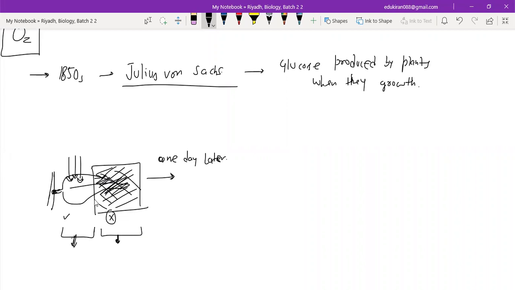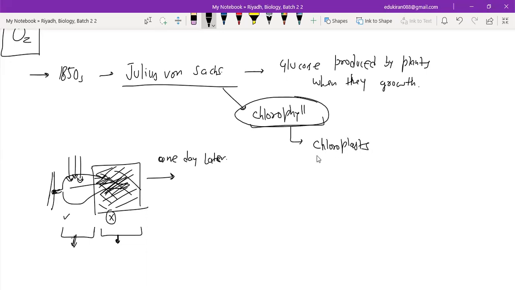Yes. And later studies by Julius von Sachs also found that there is a factor called chlorophyll, which is present in all the green parts of the plant, that allows this formation of glucose to happen. Is it clear? So he told chlorophyll, and this chlorophyll is present in the organelles called chloroplasts, correct? Yes, sir. Plastids, you all must have studied plastids, right? Yes, sir.